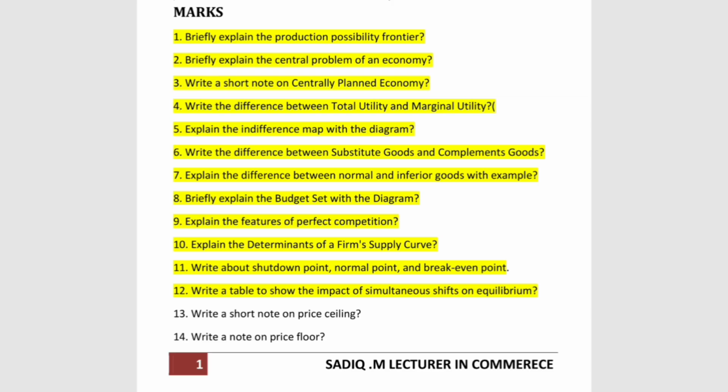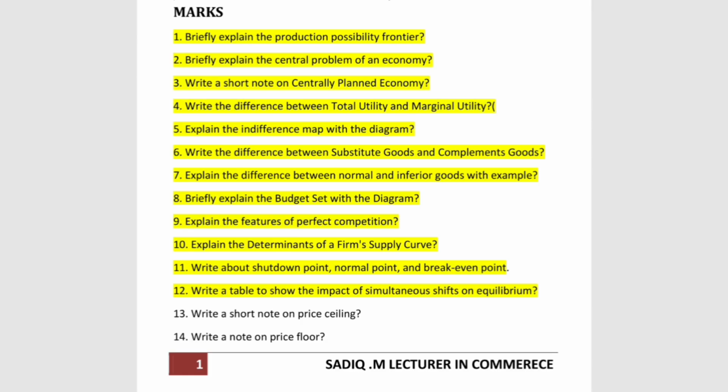This question I have taken from production and cost. The second question I have taken from production and cost is: explain the determinants of supply curve. The next question is: write down the shutdown point, normal point, break-even point, and this question is also from production and cost. The next question is from market equilibrium: write a table to show the impact of simultaneous shift on equilibrium.